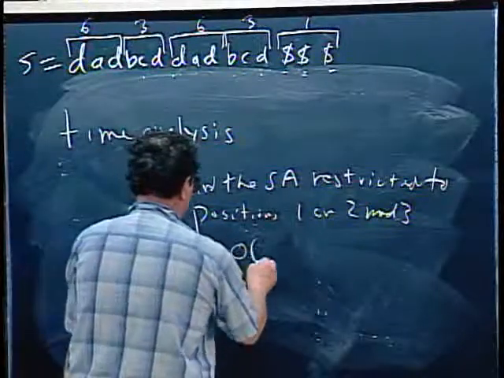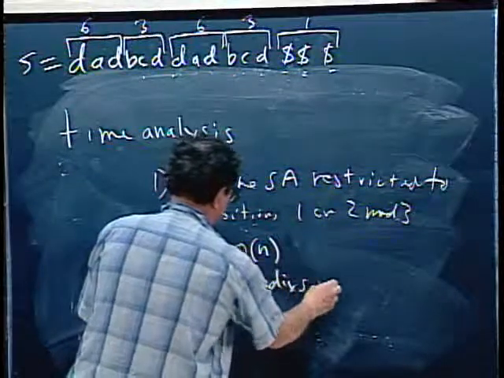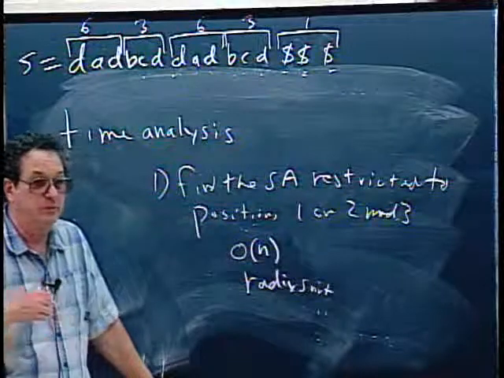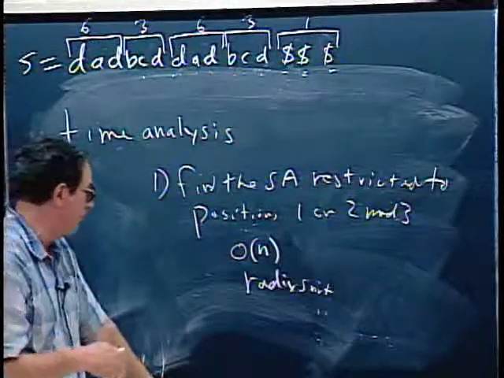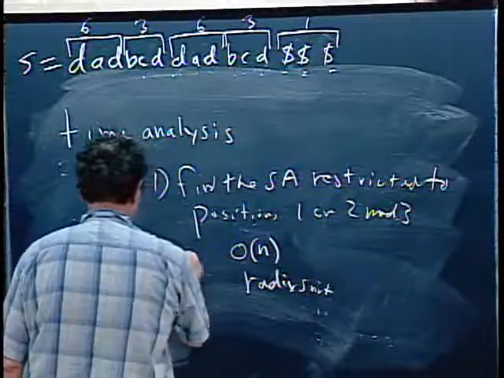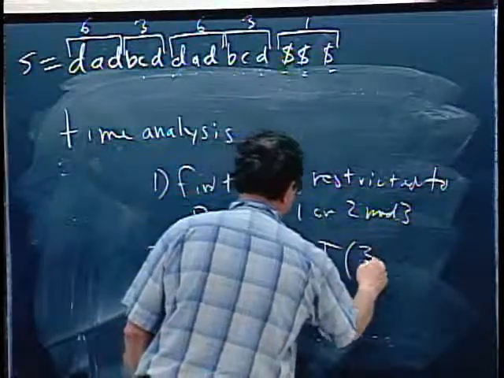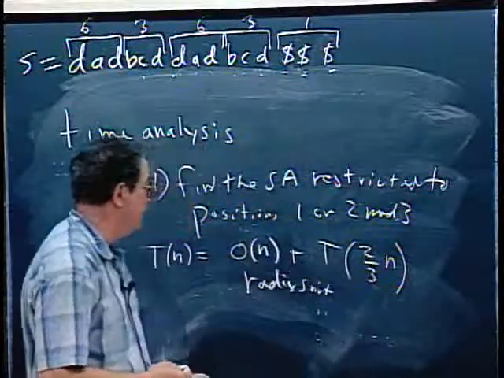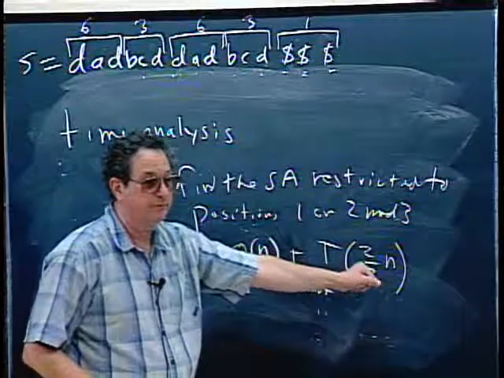So that's order n for the radix sort. Then you had the ranks, and you built this funny string S prime. That's certainly, again, just order n time to build S prime. And then recursively, you had to find the suffix array, the full suffix array, of a string which had length 2/3 n. Okay?